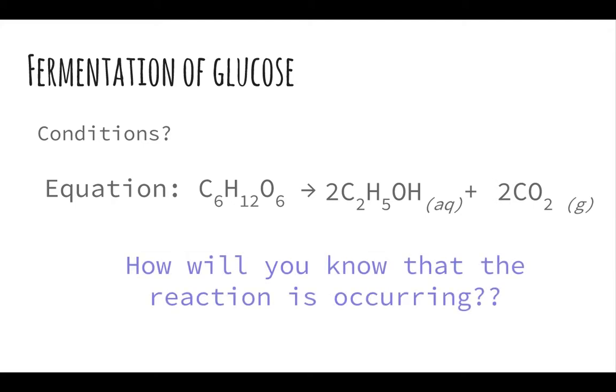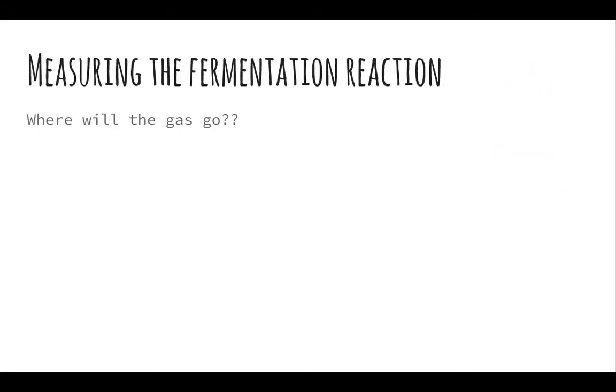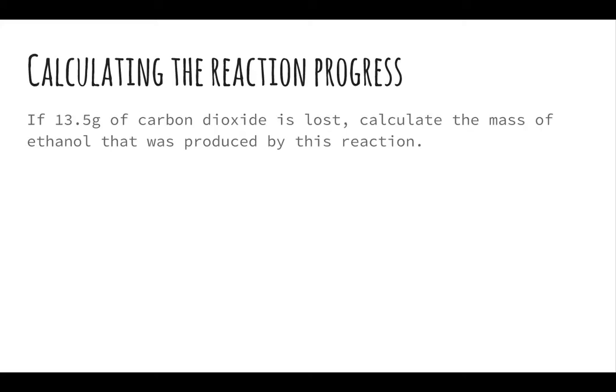So if we had to think about the particular question, how will you know that the reaction is occurring? We're going to just have a look at the states of the various substances that we've got here. So glucose, we've got ethanol aqueous, and we've got carbon dioxide gas. Now we know that when we've got a gas, if we don't close the container or contain whatever's reacting, we may actually have some of that gas escape into the environment. So that's what we're going to be looking for. So where's the gas going to go? Hopefully it's released into the atmosphere. That then helps us when we're calculating the reaction progress.